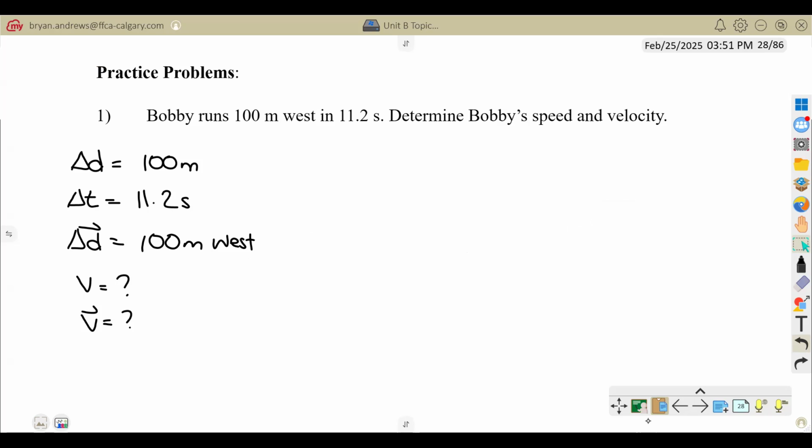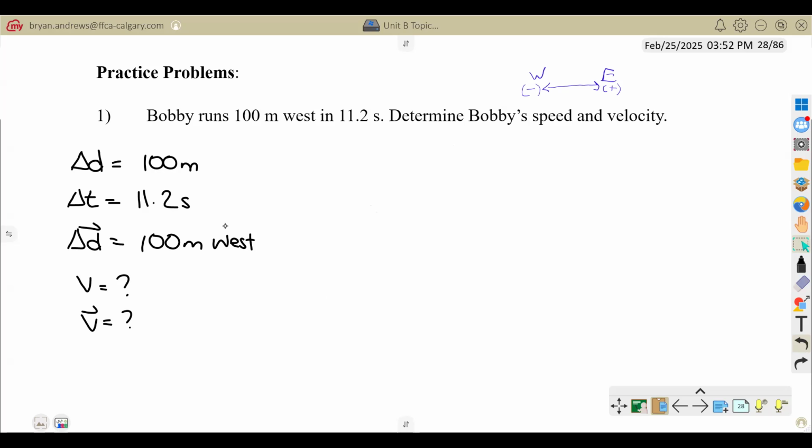So we're going to start off with this first practice problem where we see Bobby running 100 meters west, and we need to determine both the speed and the velocity. Now, we need to remember that when it comes to our distance between west and east, west is going to be the negative direction. That's going to be important when we're doing the velocity. And then east will be the positive direction.